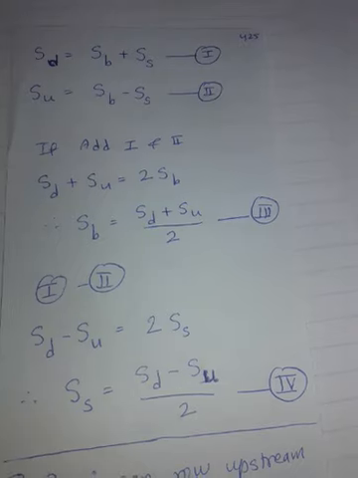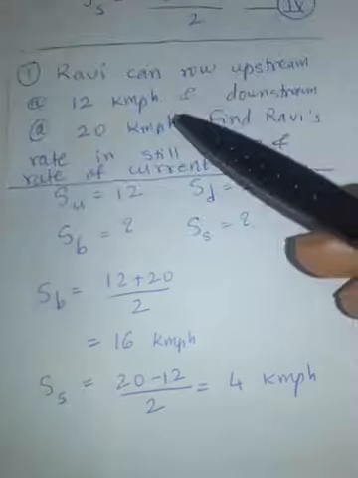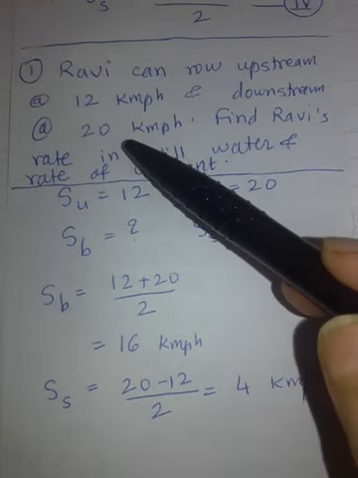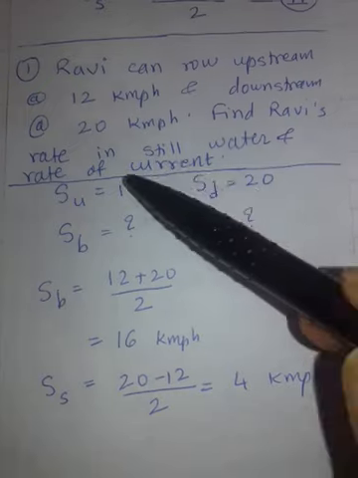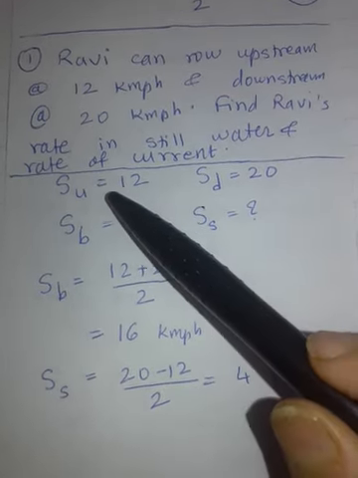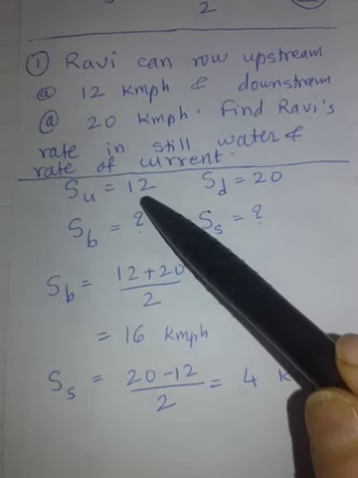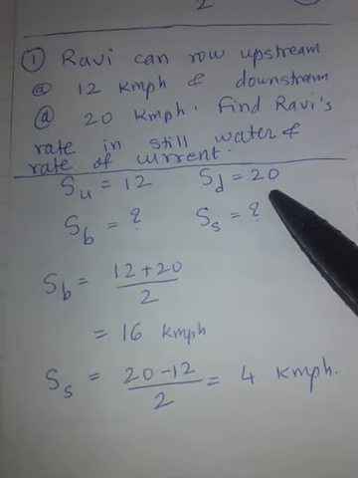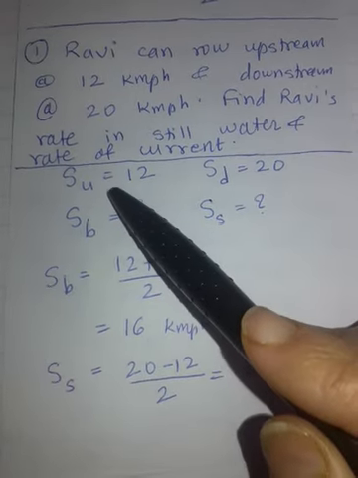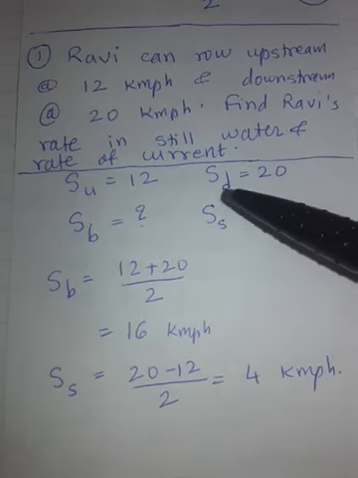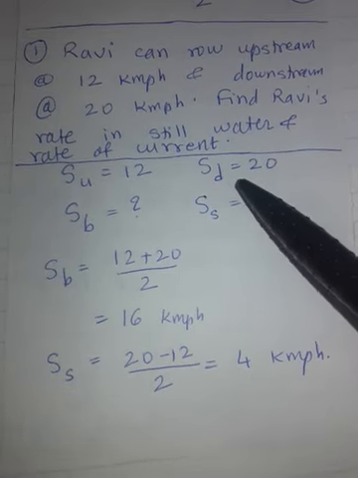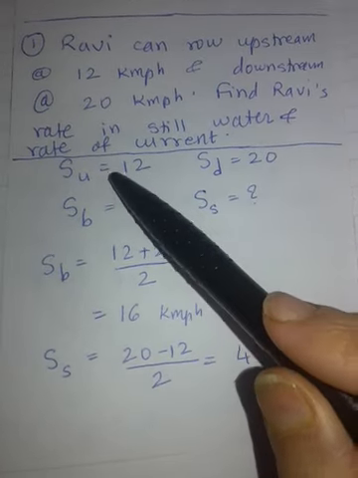Now let's solve a few problems based on these formulae. Ravi can row upstream at the rate of 12 kmph, downstream at 20 kmph. Find Ravi's rate in still water and rate of current. So what quantities are given to us? SU is 12 upstream, SD is 20 downstream. Always remember speed downstream will be more than speed upstream. Naturally, because in downstream water helps the boat to move and in upstream water opposes the boat to move. So speed downstream is always more than speed upstream.